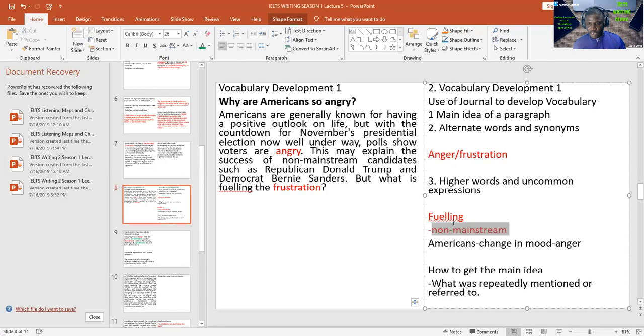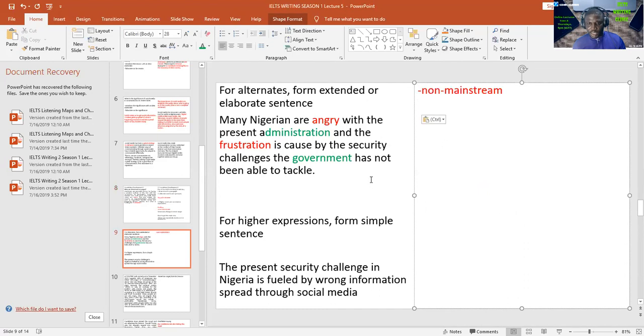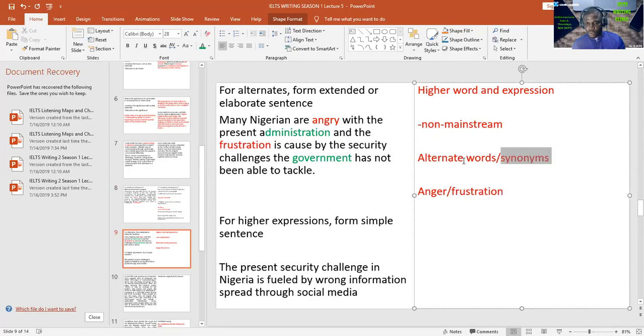Okay, let me copy the words to the place where I made my own sentence. Maybe it will guide. Okay, this is the higher words and expression. This is the one you will use to make a simple sentence. Okay, the next one is alternate words and synonyms. Okay, it is anger, frustration. Okay, so write a sentence for each.